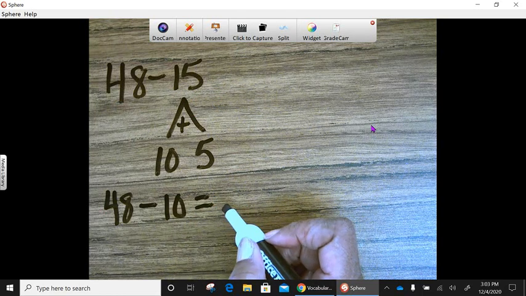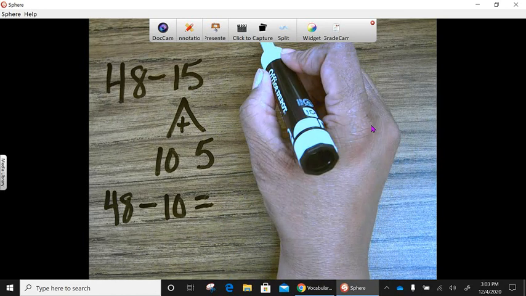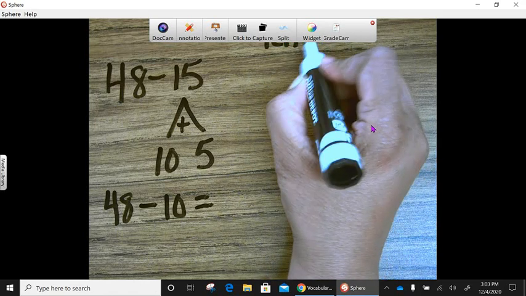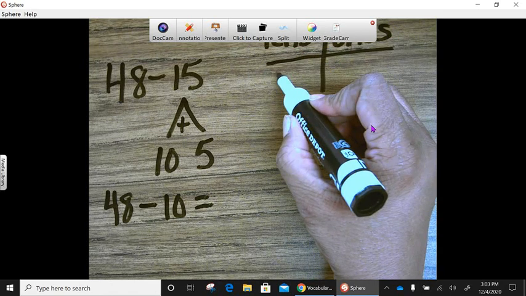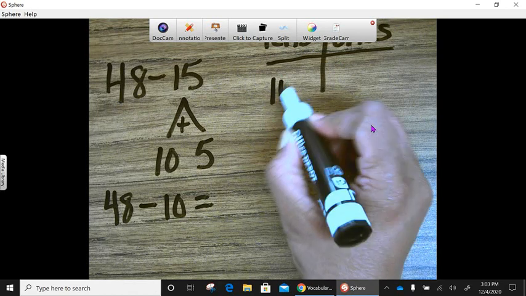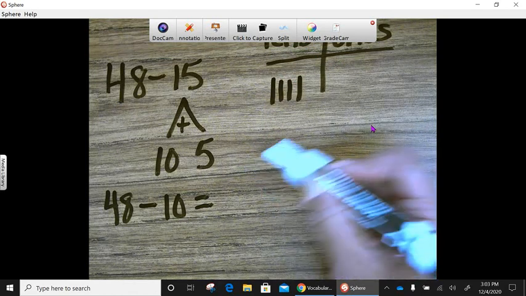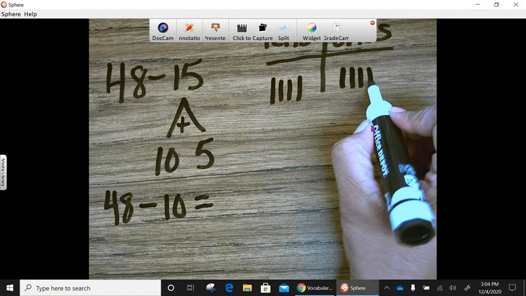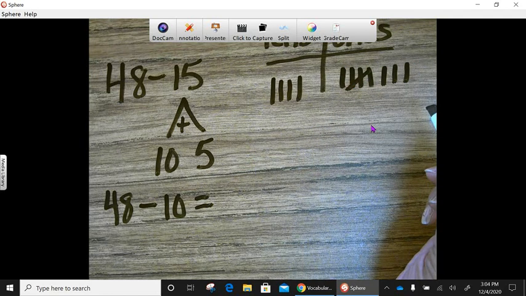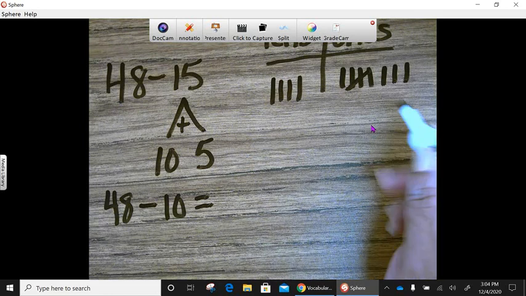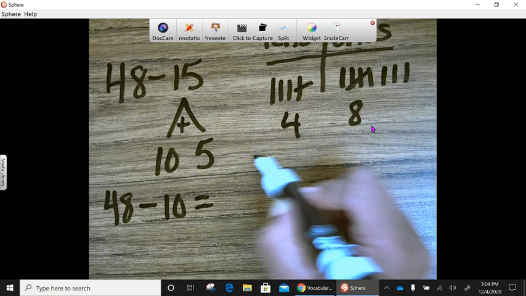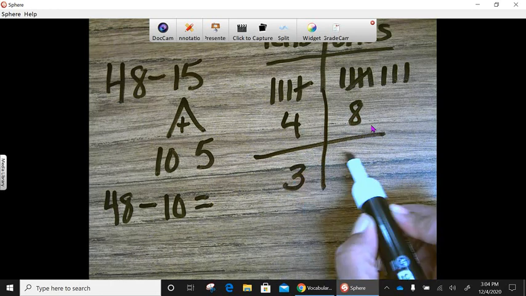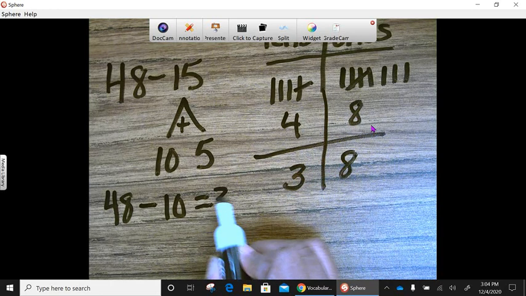The different way we do this, we can figure out by doing one of these little charts. There's 4 tens in 48 and 1, 2, 3, 4, 5, 6, 7, 8 ones. If we're going to take a 10 out, we take that 10 out. This is the number 48 right now. When we take the 10 out, we're going to have 38. So now our answer is 38.